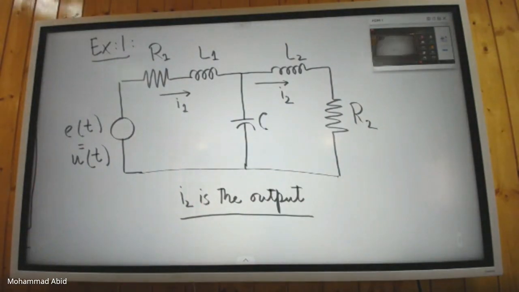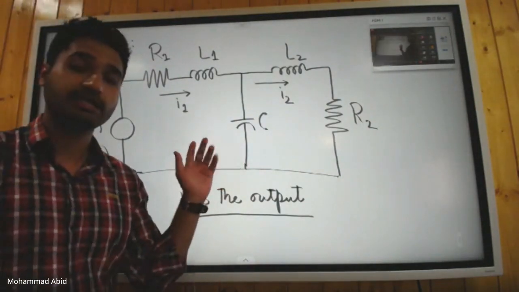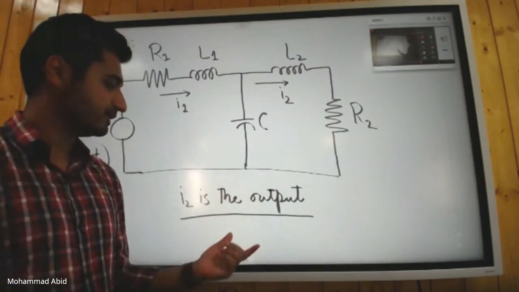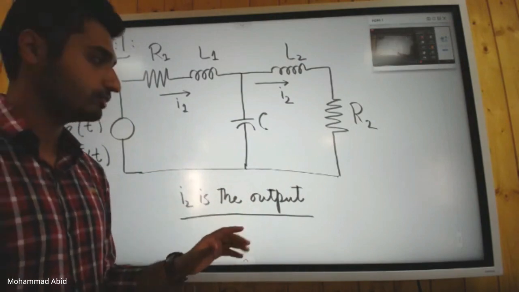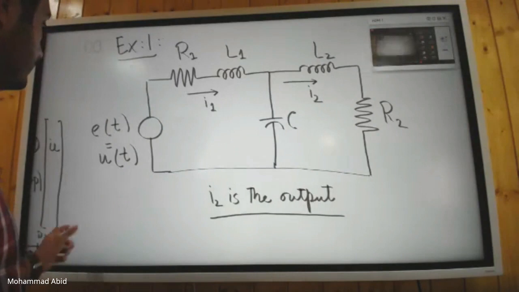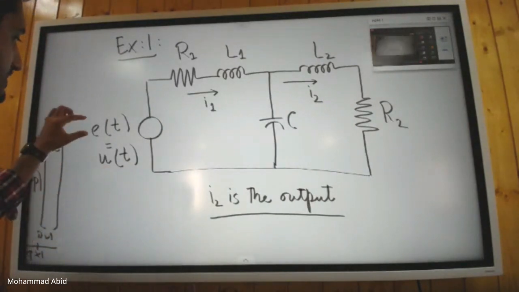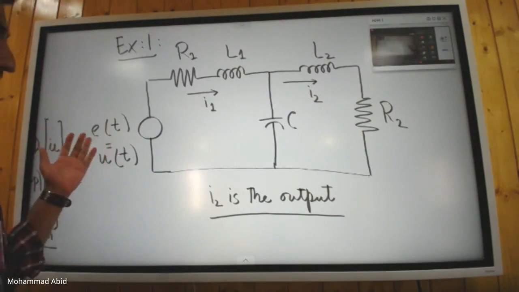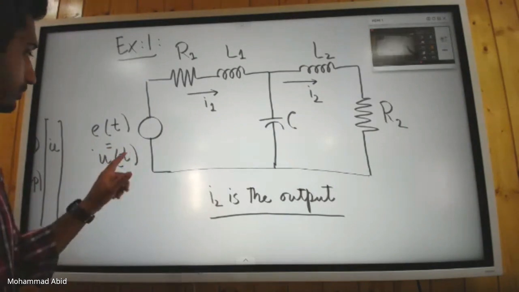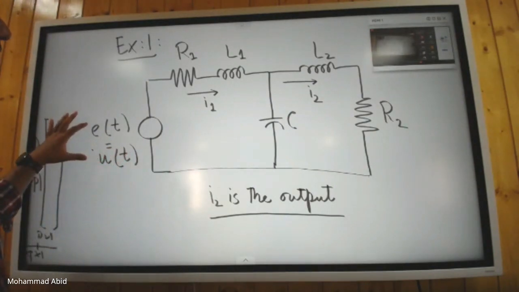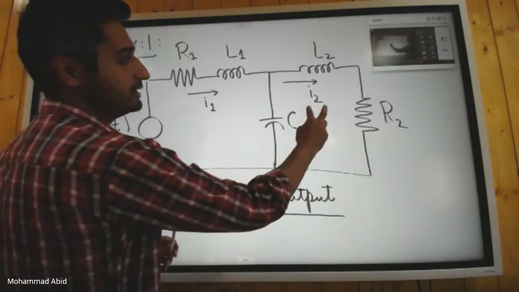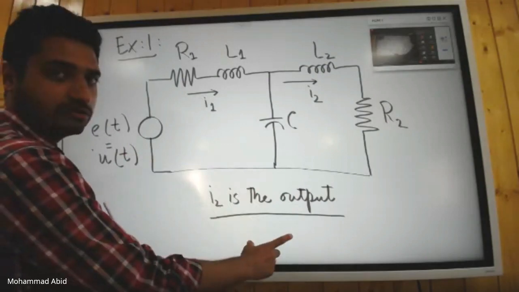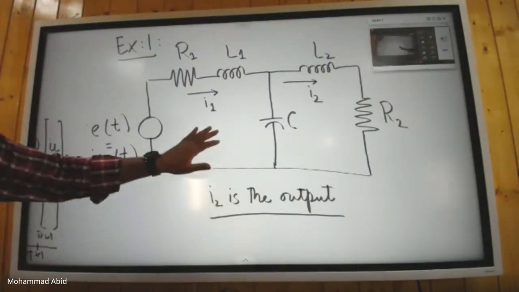What you have to do basically is to obtain the state space model of this LTI system. Before you start the state space analysis, you have to identify the inputs and the outputs. Here the input is this excitation source, e(t), a voltage source, because in state space modeling we represent inputs with u and outputs with y. The output is this branch current, I2. Keep in mind what's the input and what's the output, and derive a state space model for this system.